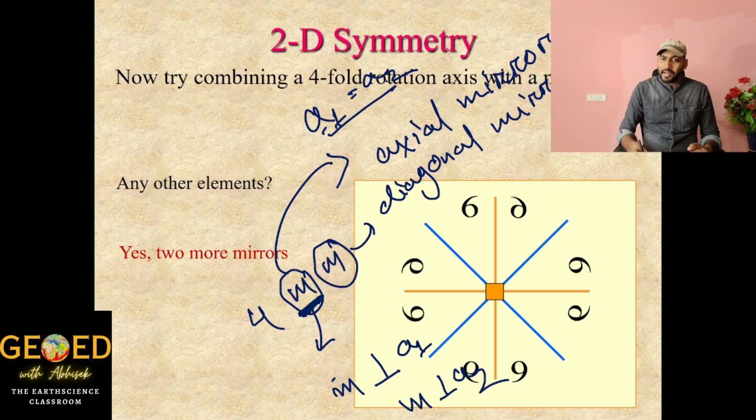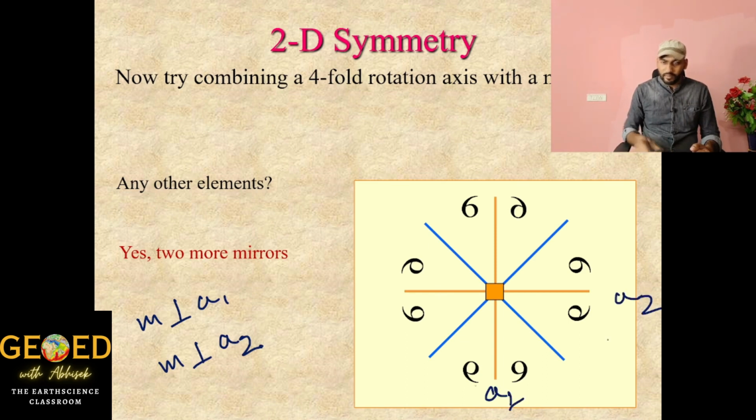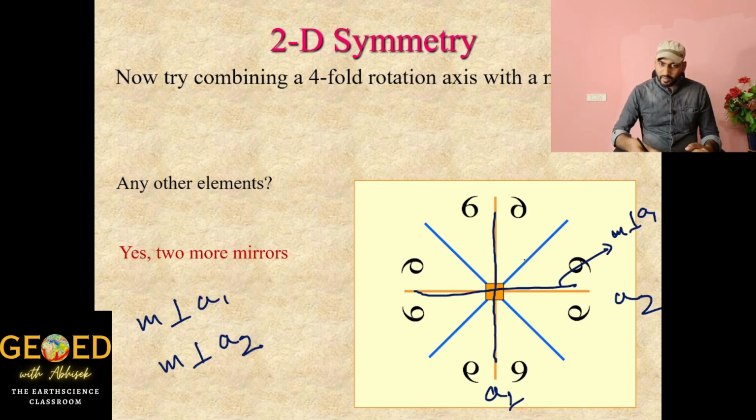Now, because A1 and A2 are both perpendicular, which mirror is perpendicular to A1? I'll erase everything and write here. M is perpendicular to A1, M is perpendicular to A2. Now, suppose this is A1, front to back, and this is A2. The mirror which is perpendicular to A1 coincides with A2. This is the mirror which is perpendicular to A1. Similarly, the mirror which is perpendicular to A2 coincides with A1, because A1 and A2 are perpendicular. So this is the mirror perpendicular to A2, and it coincides with A1.